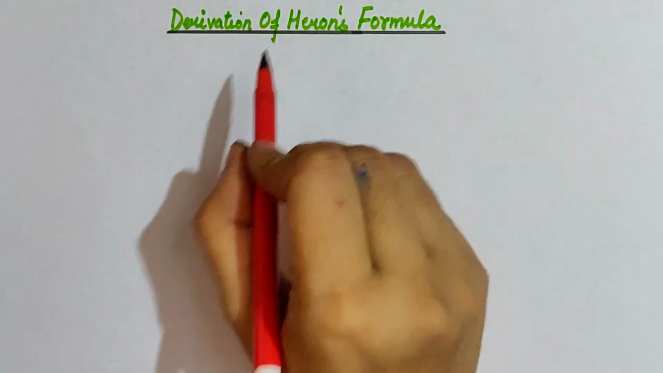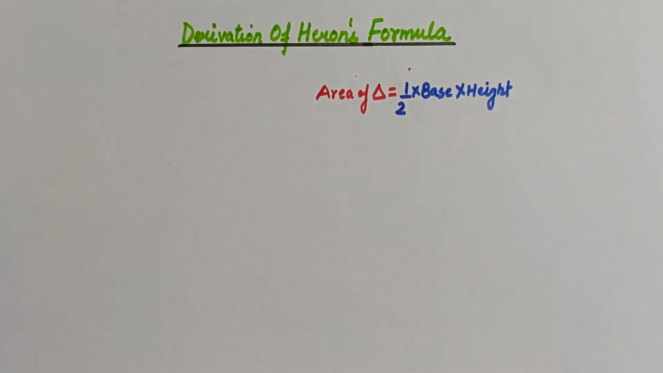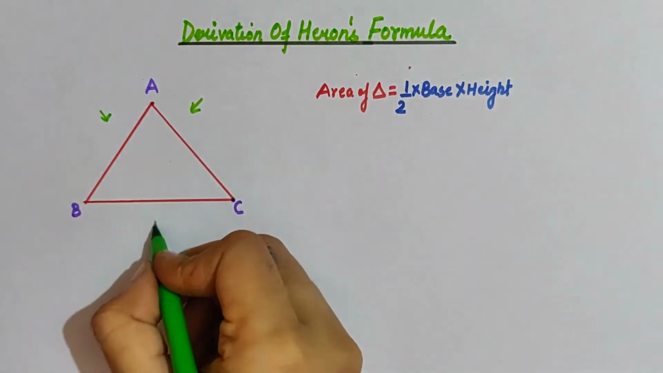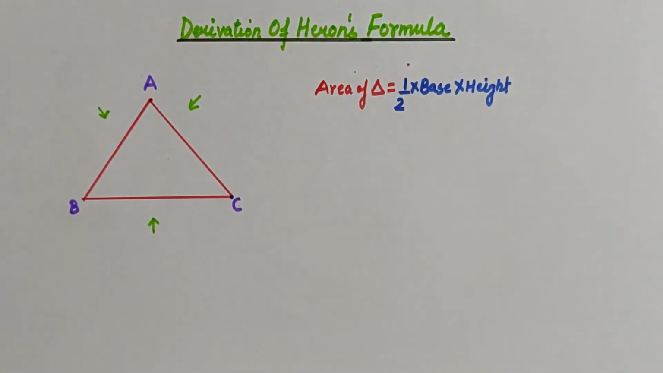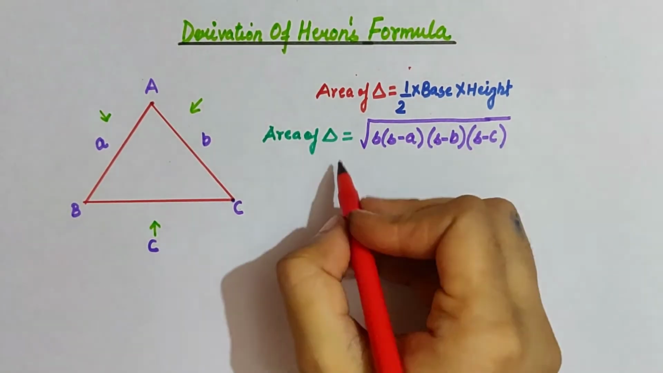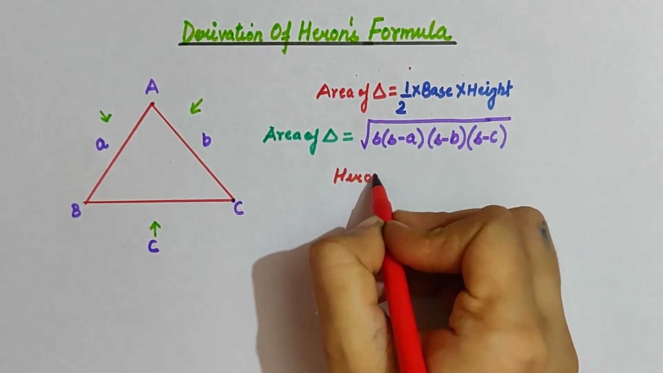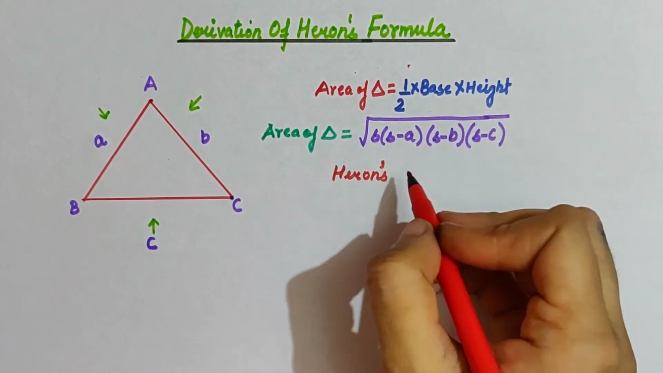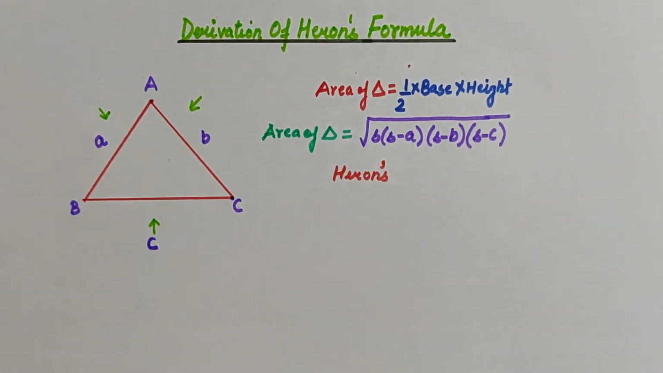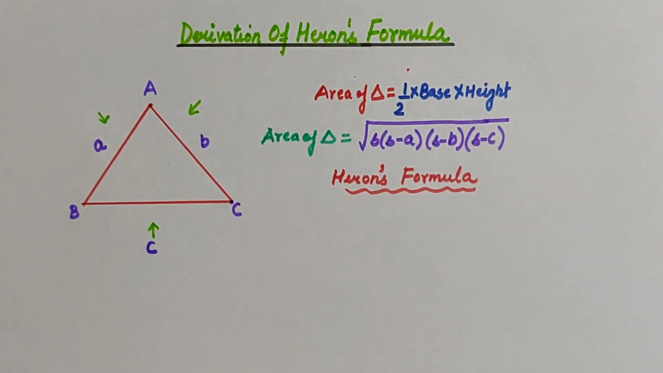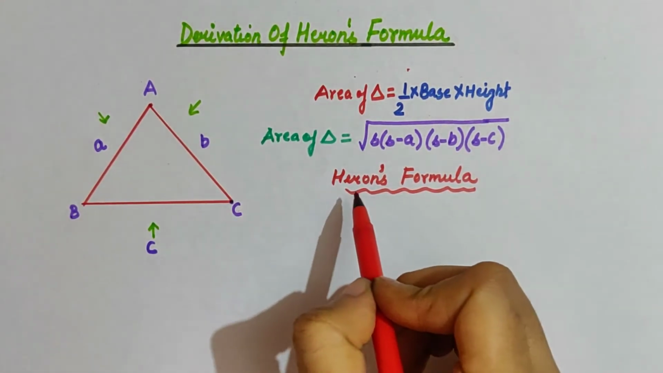So before this, let me tell you what is the area of the triangle once its base and height is given. But what if the length of its sides are given? This one and this one. How will we find the area? For this we will use a formula. This is called Heron's formula. This formula is used to find the area of the triangle when only the length of its sides are given. So in this video, I will tell you how to derive this Heron's formula.